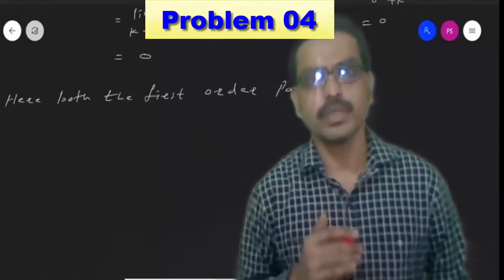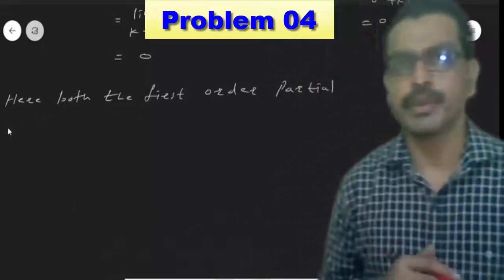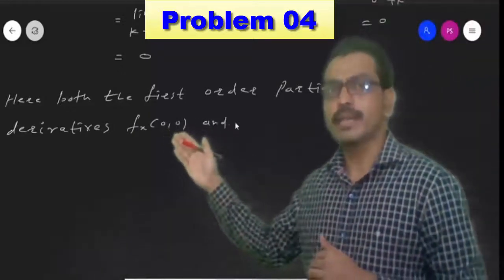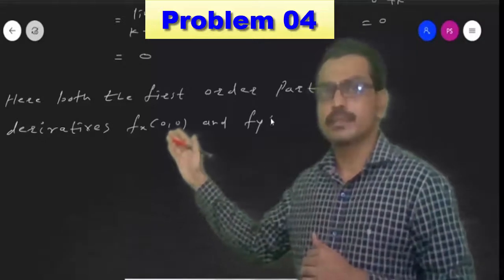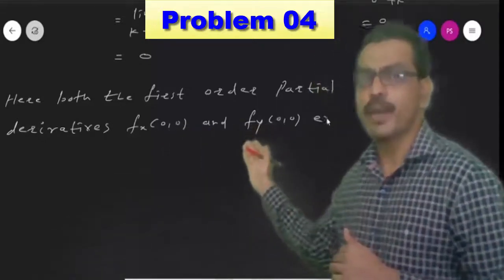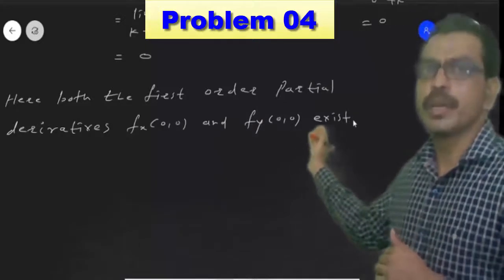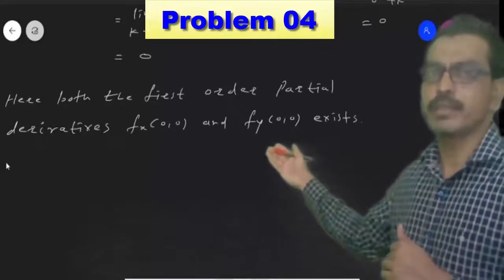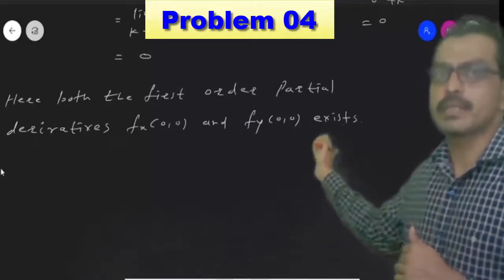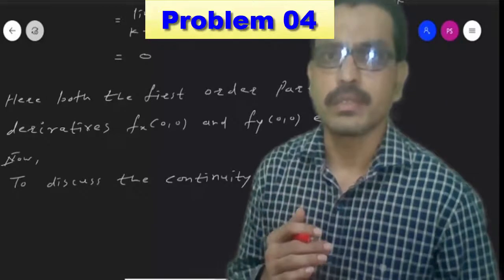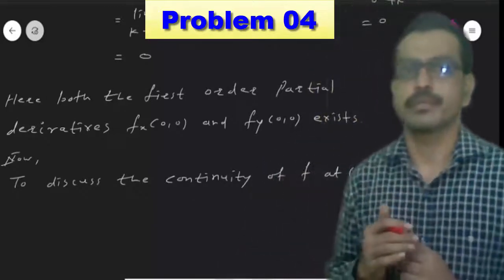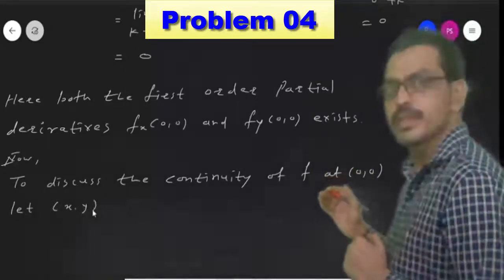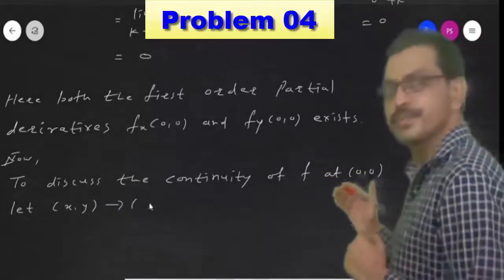Therefore, both first order partial derivatives, f_x at the point (0, 0) and f_y at the point (0, 0), exist. Now to discuss the continuity of the function at the point (0, 0).